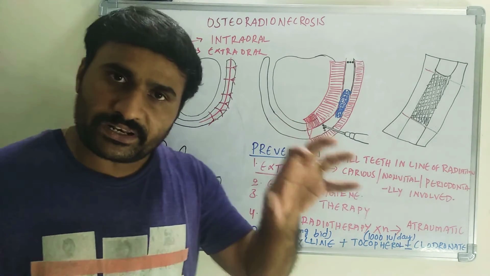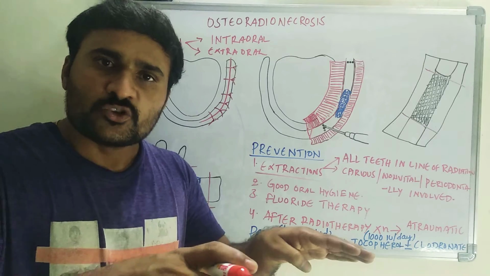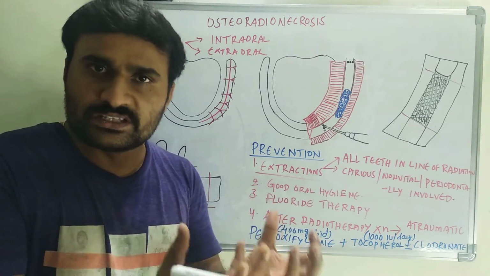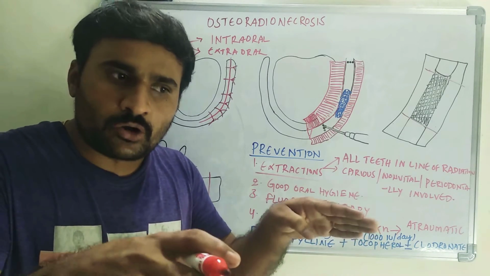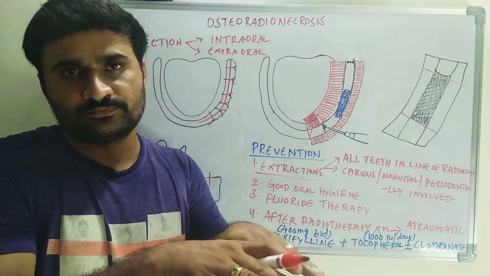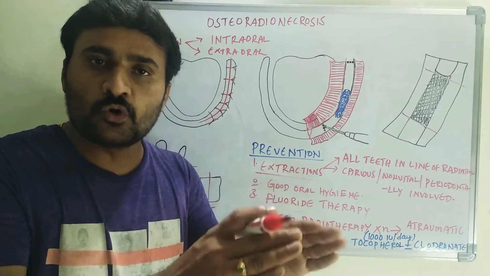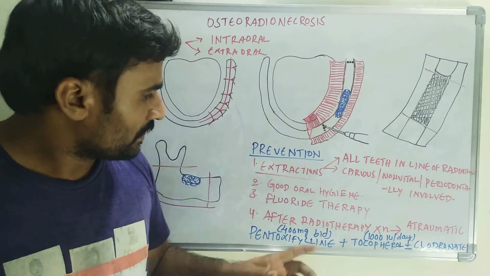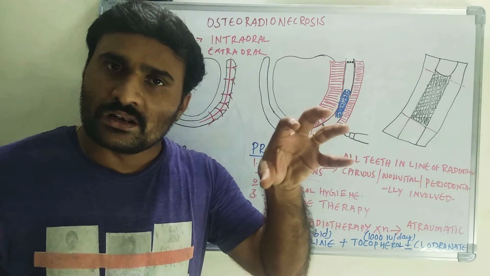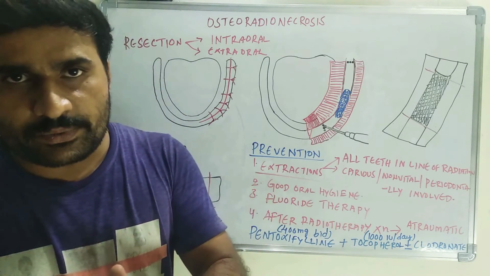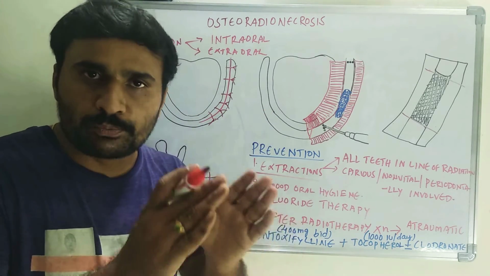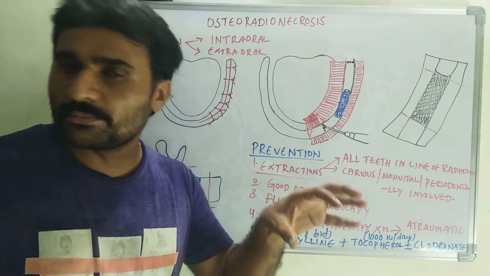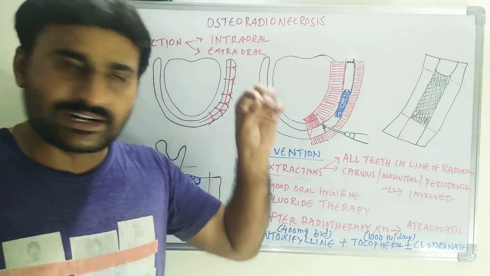Right? And after extraction, you have to place sutures instead of leaving the wound to heal only by secondary intention. You have to provide primary closure, and you should make sure that there is no sharp alveolar ridge or sharp bony spicules. And we have to maintain good oral hygiene also. Pre-operatively and post-operatively, you should instruct the patient to maintain proper oral hygiene. And topical fluoride therapy can also be given to prevent radiation caries.